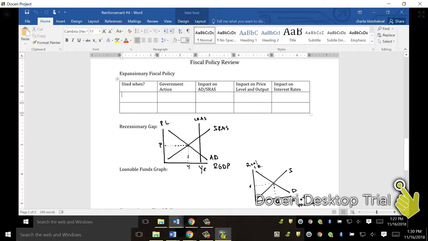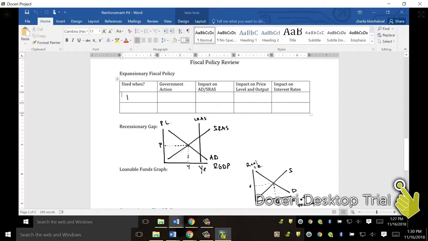Okay, so right now we're going to just kind of quickly review fiscal policy. So this is on the back of your reinforcement number 4 worksheet in your packet. And a couple things that we need to take a look at. First, we need to know that expansionary fiscal policy is always used during a recession. That's when it's going to be most effective.